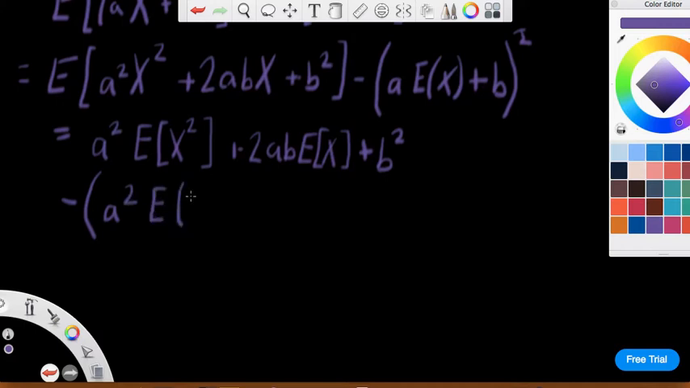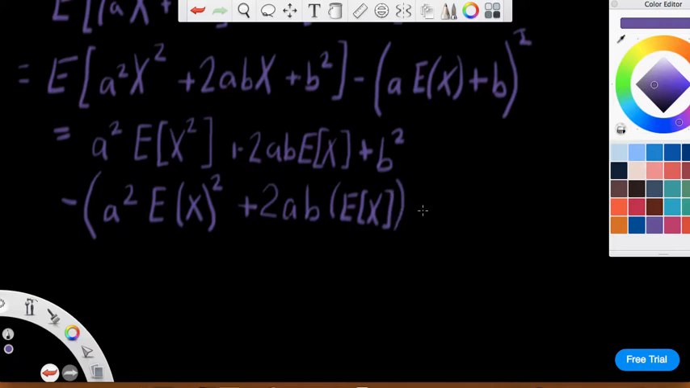Then here everything goes and subtract everything that's here, so that's going to be a squared expectation of X, all squared, plus, what is that, 2ab expectation of X, ab expectation of X. Don't know why I put this second set of parentheses around that, but it doesn't matter. Plus, then we just have b squared left.